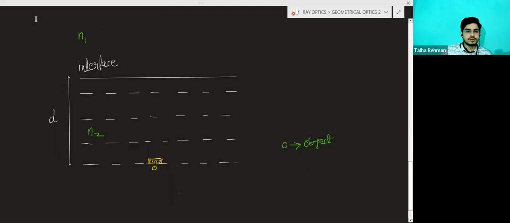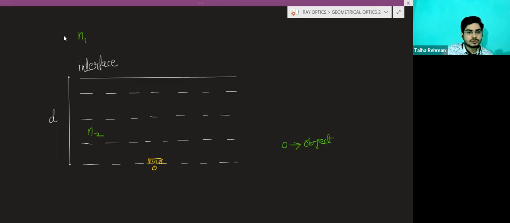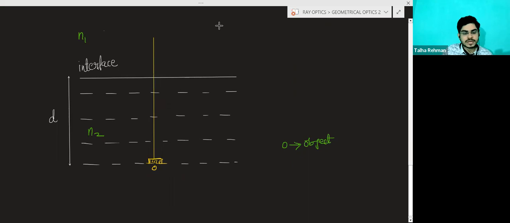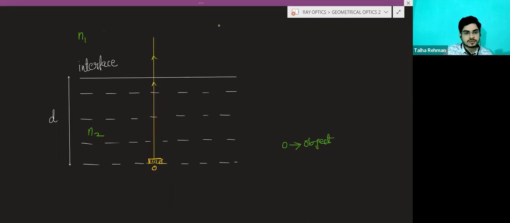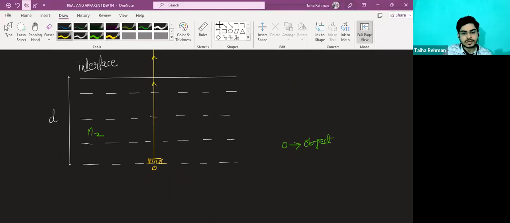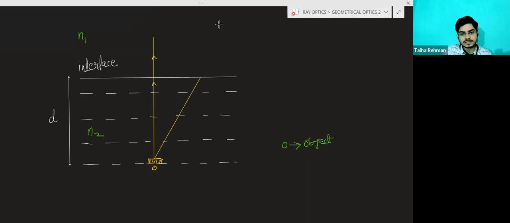Okay, so we know how to form the image of this object. First, suppose a ray from this object goes like this. It will pass straight, with no deviation. Why? Because this is normal incidence. Now suppose another ray from this object goes like this.